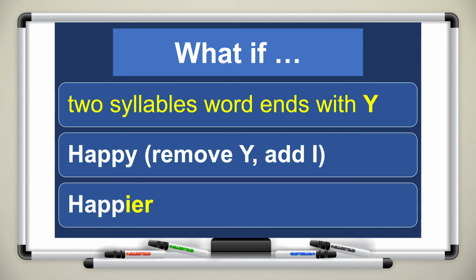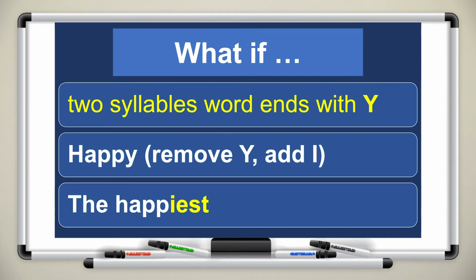Okay? If, for example, I have a two-syllable word that ends with a Y, and I want to turn this adjective into a comparative one, I have to add an ER. But I cannot add ER with the Y. So what am I going to do with the Y? Simply replace it with an I. So happy, for example, will be happier, I-E-R. I replace the Y with an I.